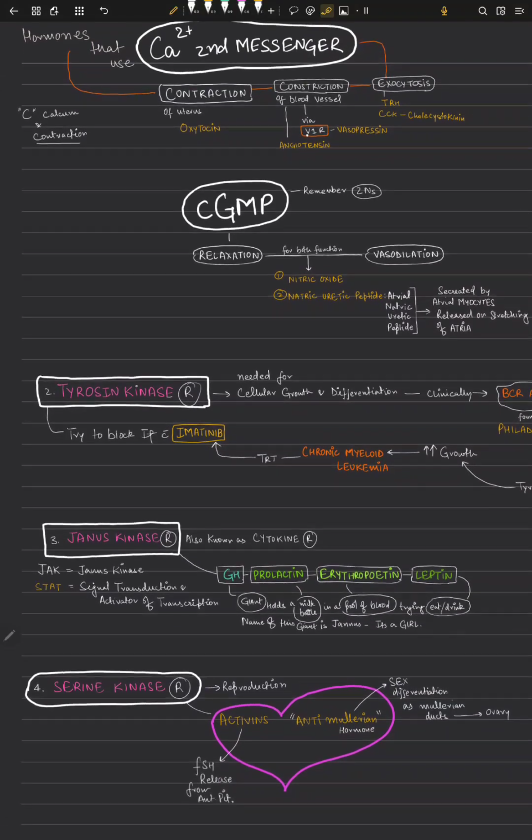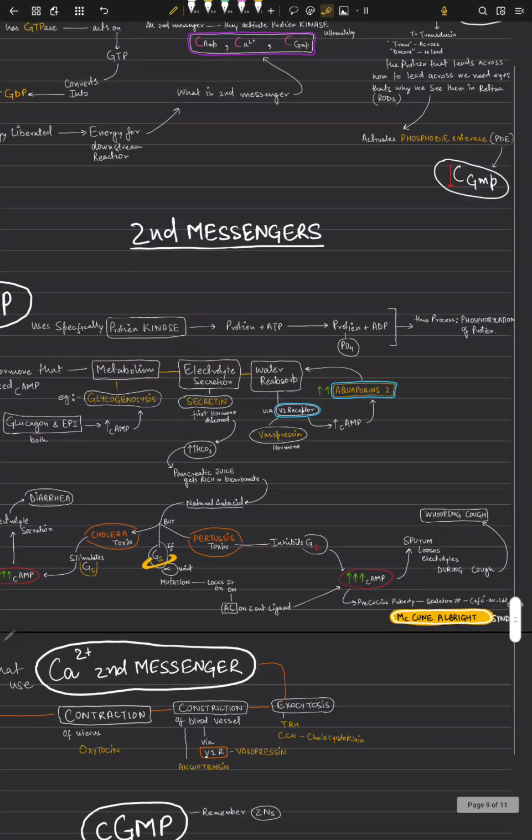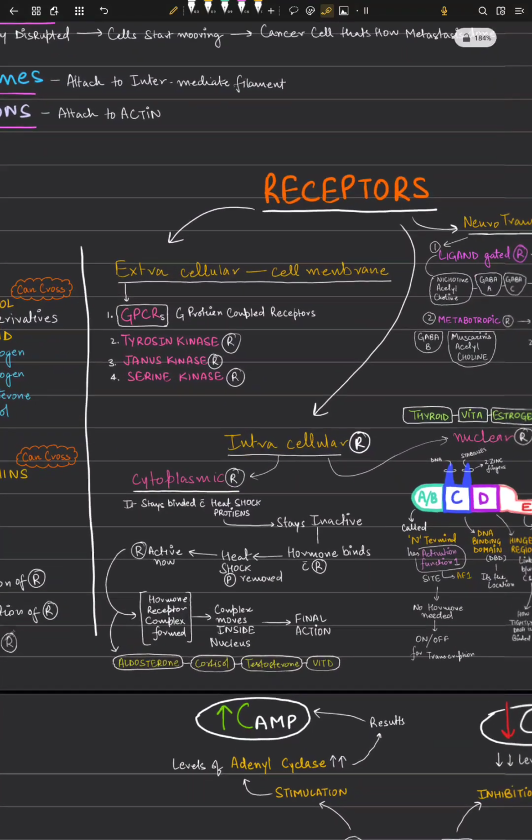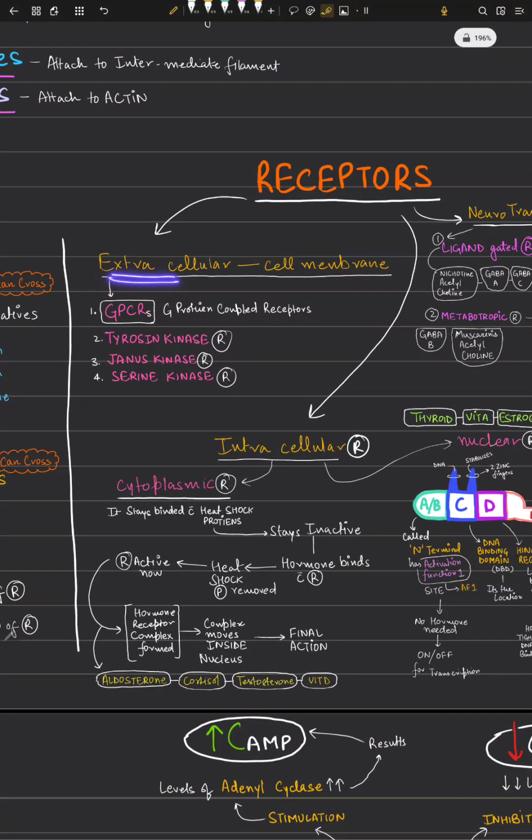Cool. Let's talk about tyrosine kinase receptor. Why are we talking about tyrosine kinase receptor? Because we are studying extracellular receptors. We already studied GPCRs. Let's talk about tyrosine kinase, Janus, and serine.